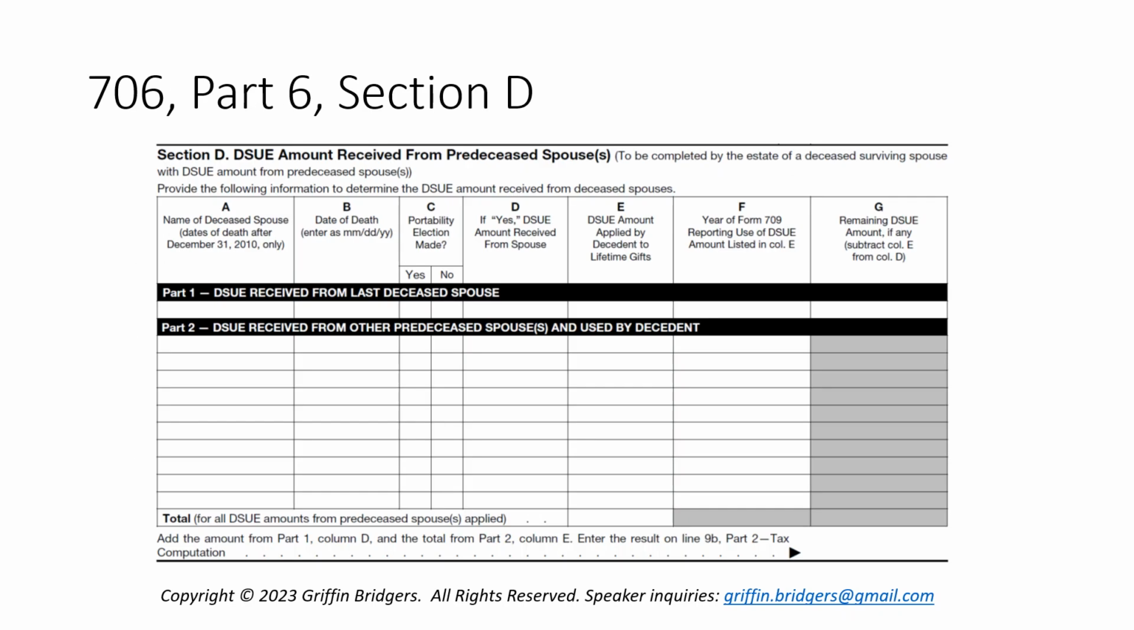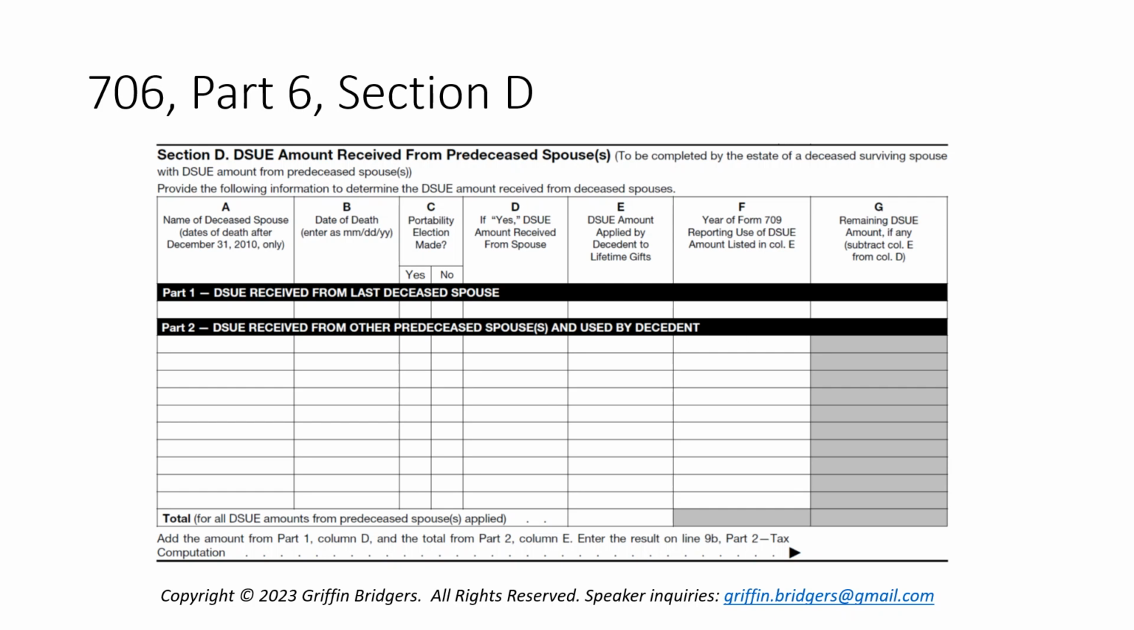So real quick, here's Part 6, Section D. As we see, we have two lines. Part 1 is the DSUE received from the last deceased spouse, which is simple because it's going to be one amount. We have to enter all the relevant information there and list it out. But then we also have Part 2, which is DSUE received from another predeceased spouse, but used by the decedent.